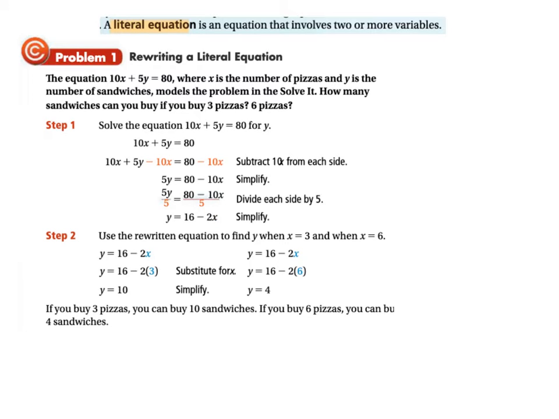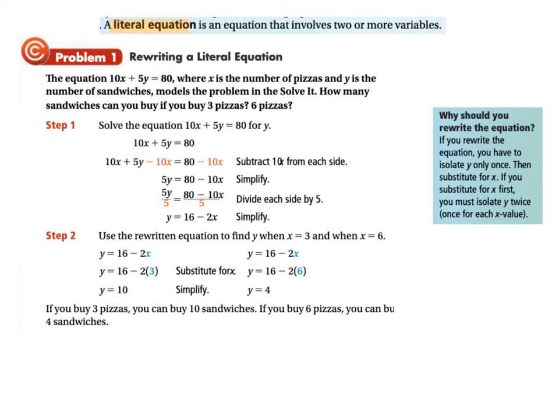Okay? We're going to do it twice, and that's part of the reason why it makes it so easy to first rewrite it. And that's what this says right here. Why should you write it? Because then you only have to isolate y once instead of doing it multiple times. If you didn't do that first and you were plugging numbers in, you'd have to do it again and again every time you checked a different number of pizzas.